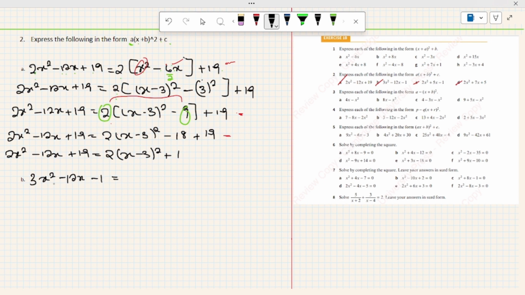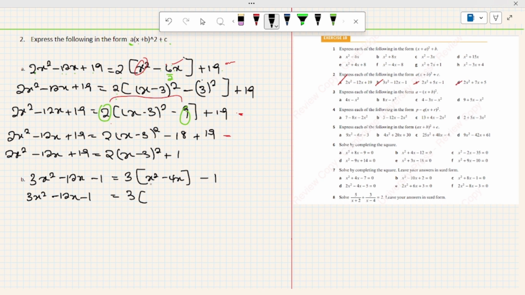Same concept, people. You see that 3 is a multiple of 12. Then you take 3 outside the brackets, right? Then you're going to be left with x squared minus 4x minus 1, right? Same steps. 3x squared minus 12x minus 1 is going to be equal to 3 square brackets, and then we're going to do what here?